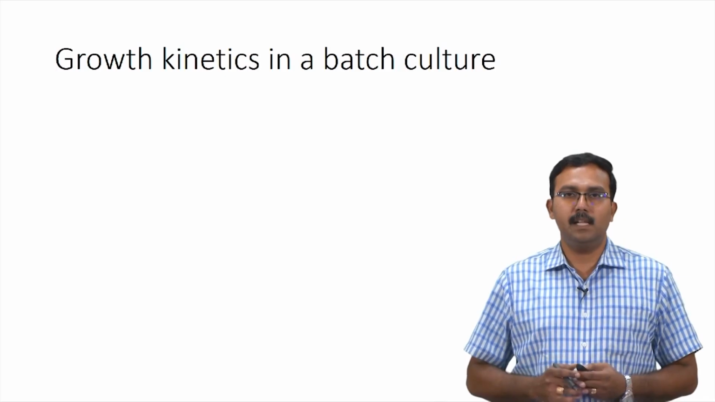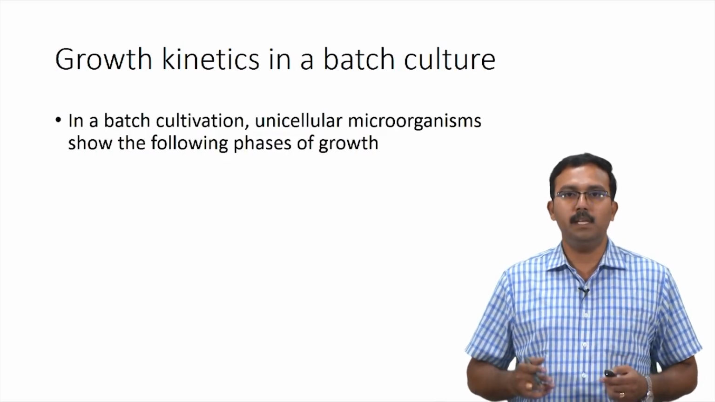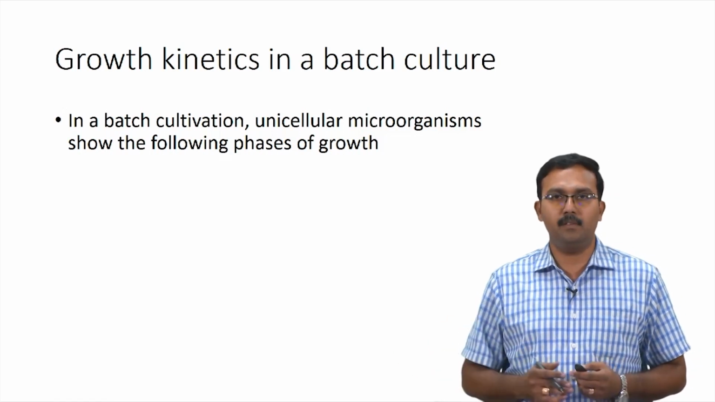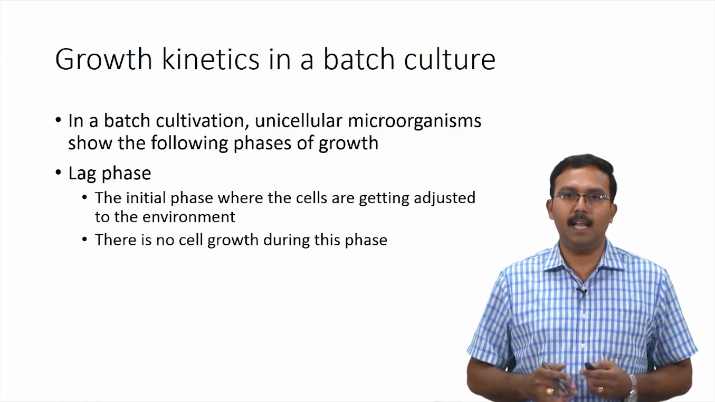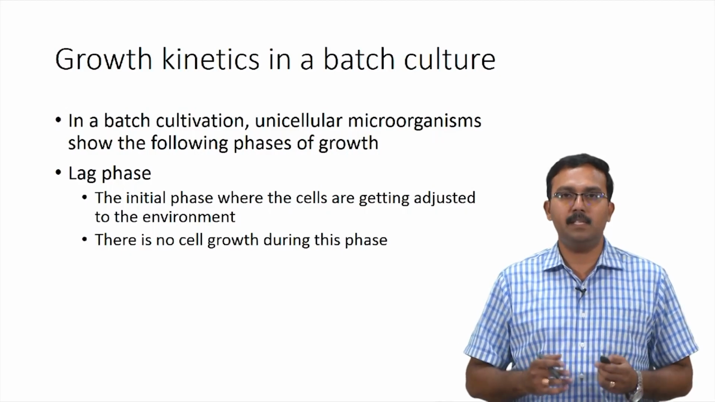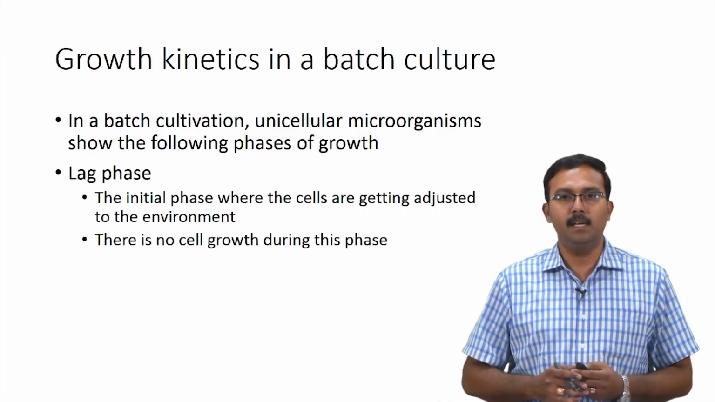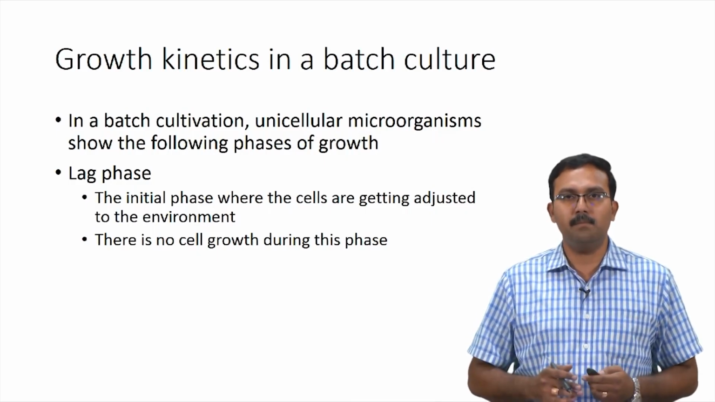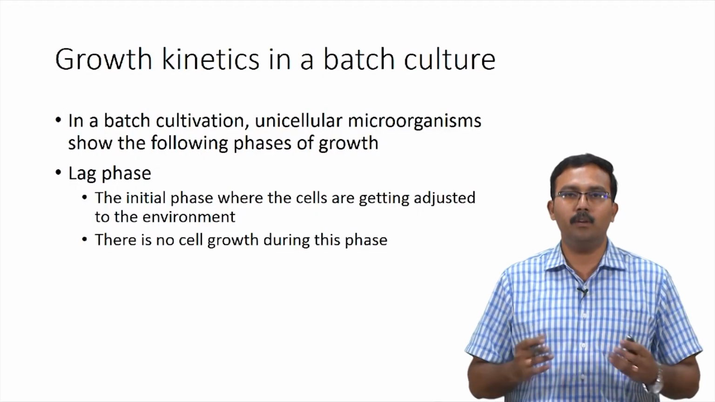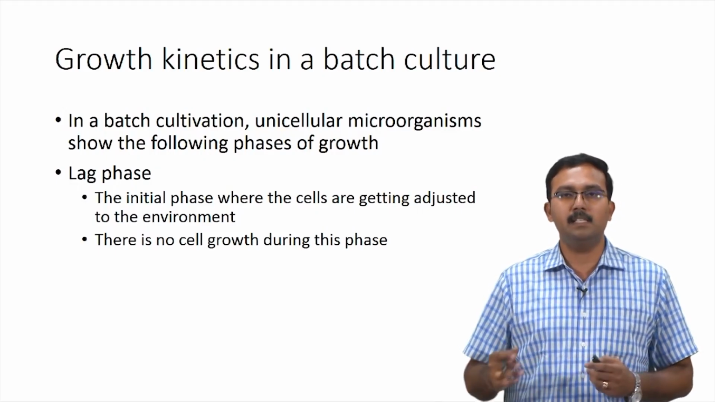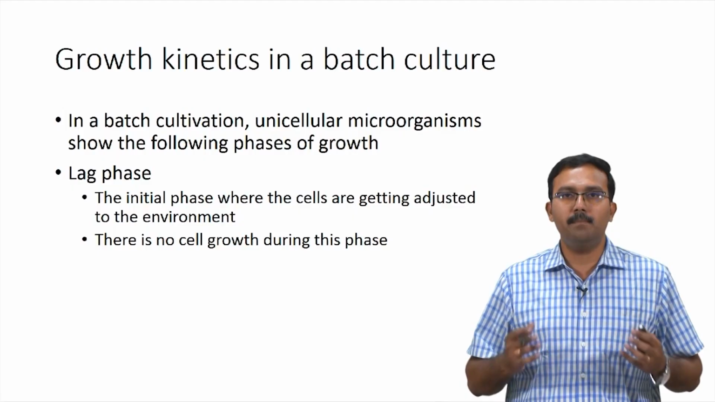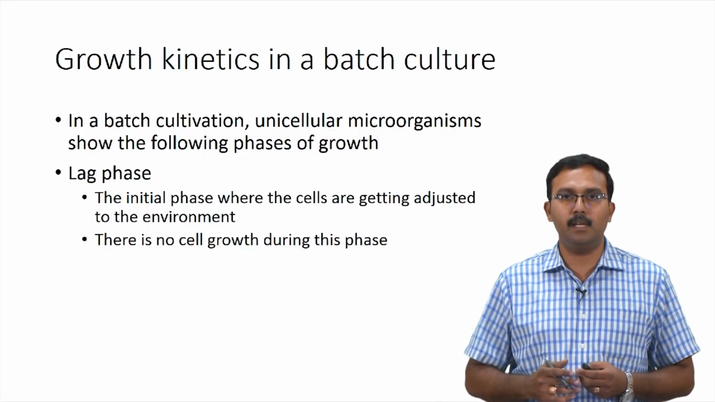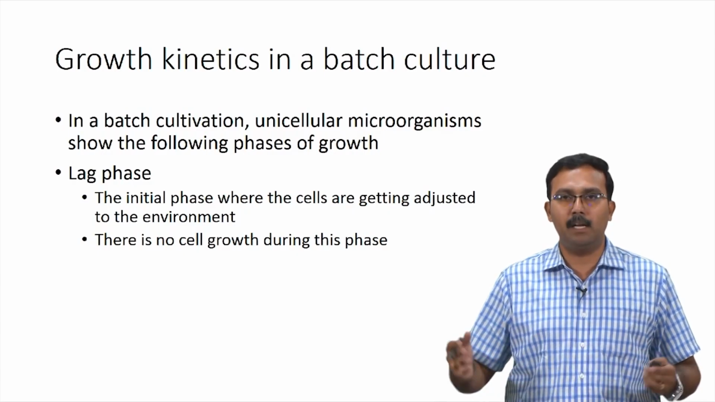When you culture the cells in a batch system, what you see is unicellular microorganisms go through different phases of growth. The first phase is the lag phase. This is the initial phase where the cells are getting adjusted to the environment, and there is actually no cell growth during this period. So during this time the cells are getting an understanding of what nutrients are available, what are the conditions in which they are being cultured, and they prepare the machinery that is required for surviving in that environment and utilizing this nutrient to eventually grow and multiply.